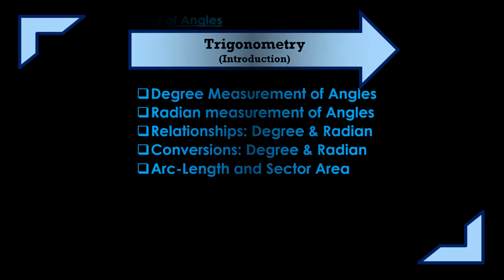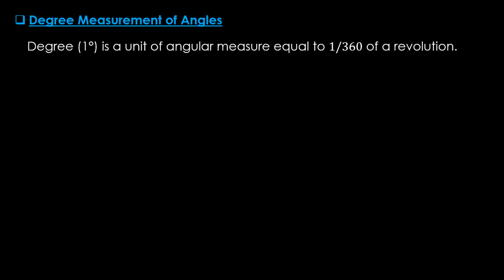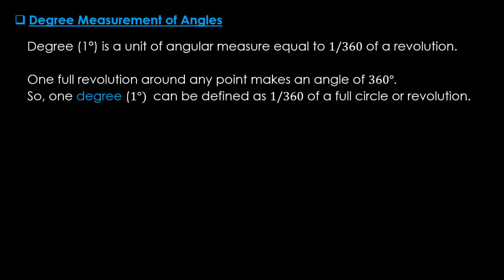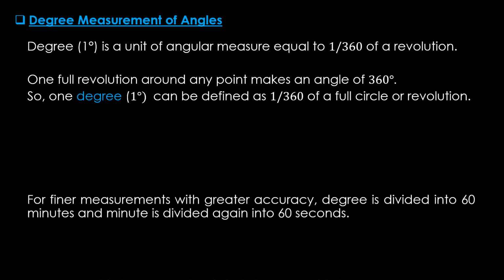Let's start. Degree measurement of angles. Degree is a unit of angular measure equal to 1/360th of a revolution. One full revolution around any point makes an angle of 360 degrees. So 1 degree can be defined as 1/360 of a full circle or revolution.